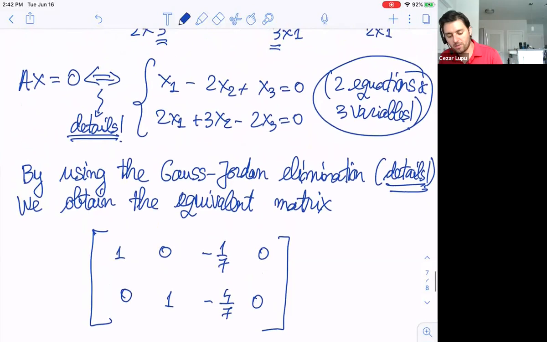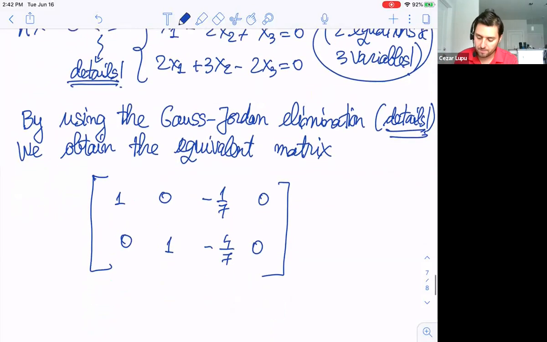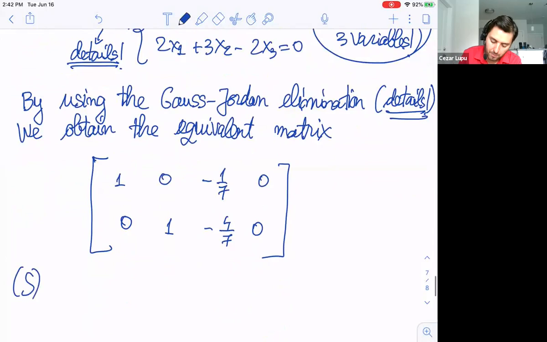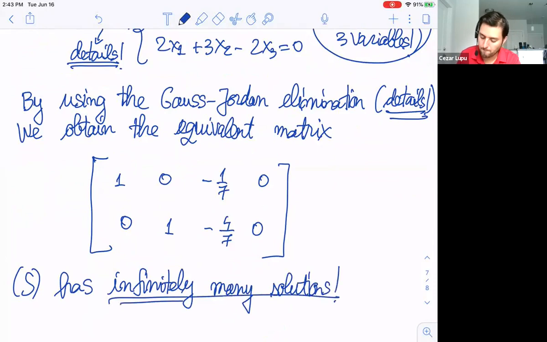Okay, let me look at it here. Infinitely many, like Liliana said. So the system, let me point out this S here. S has infinitely many solutions. Infinitely many solutions.